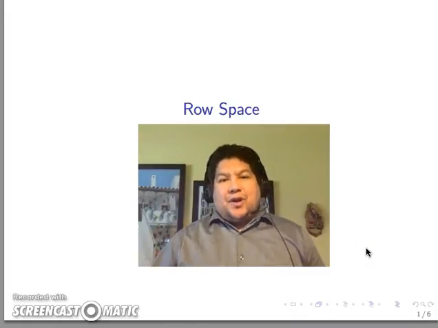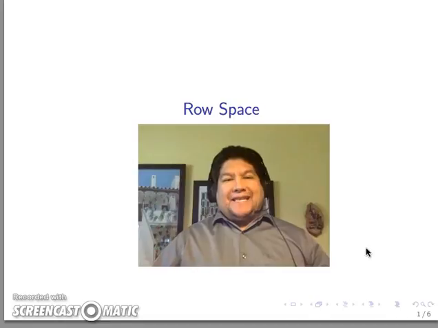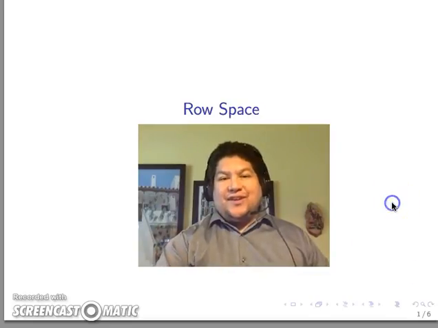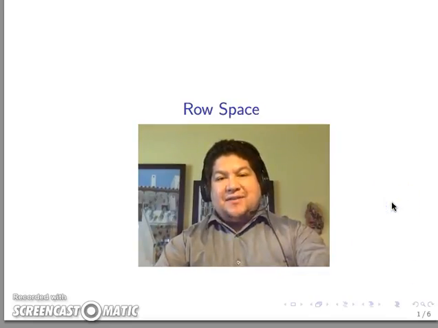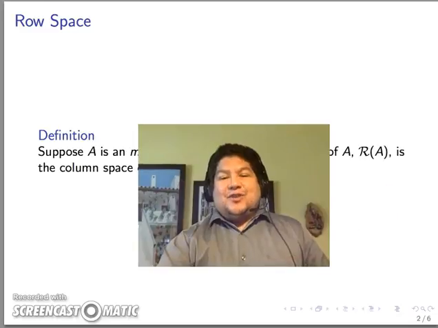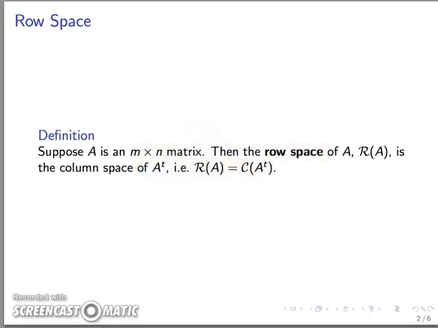In this lecture, we discuss a space, a set that is related to the column space, and it's also related to the definition of span of a set. This space is called the row space, and the relation between the row space and the column space is that the row space is the column space of the transpose of the matrix.